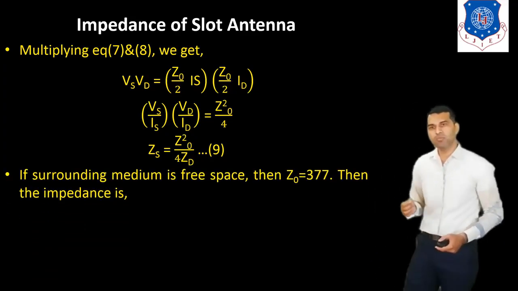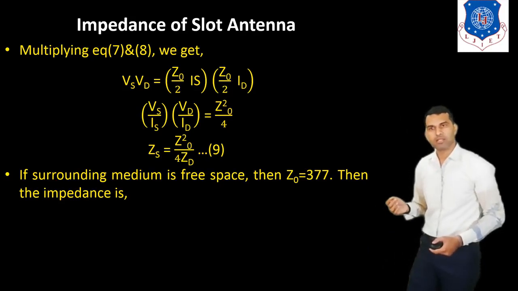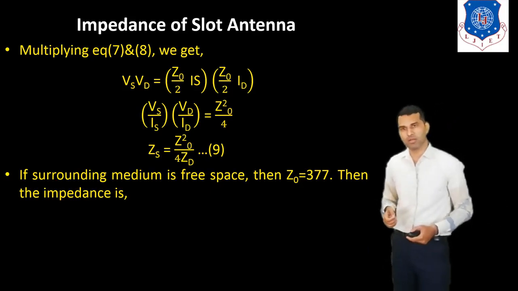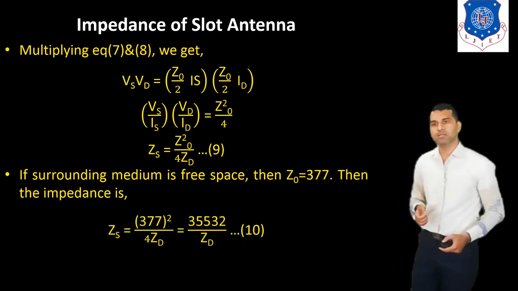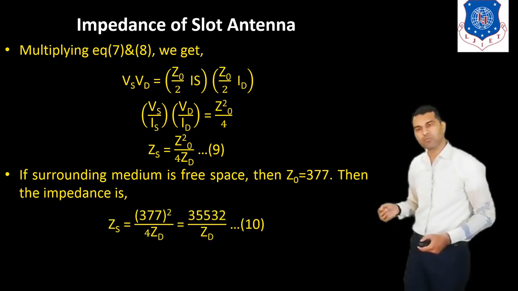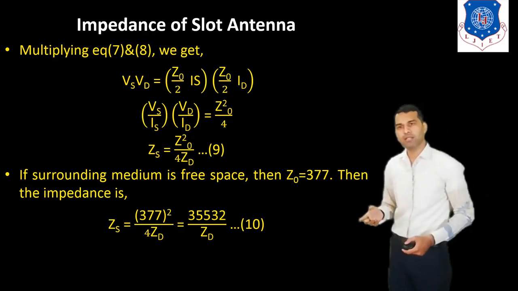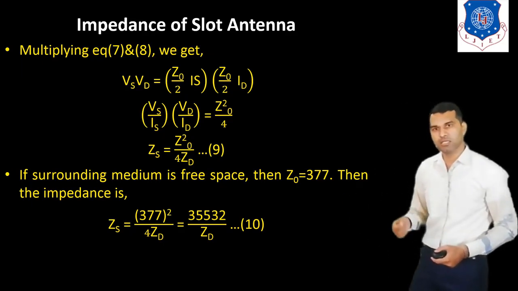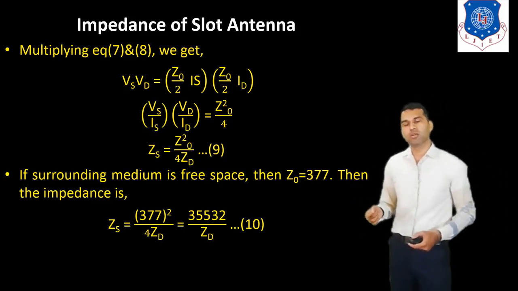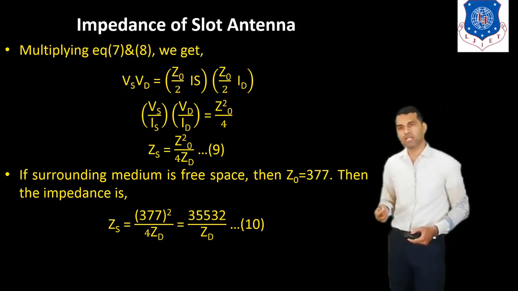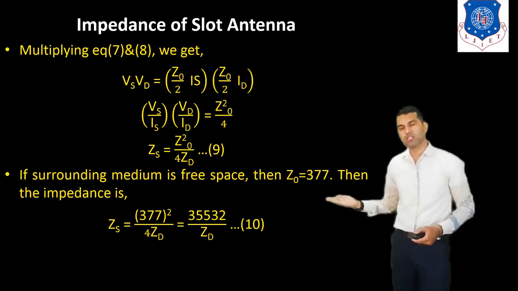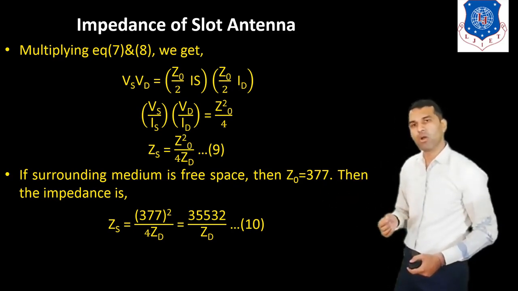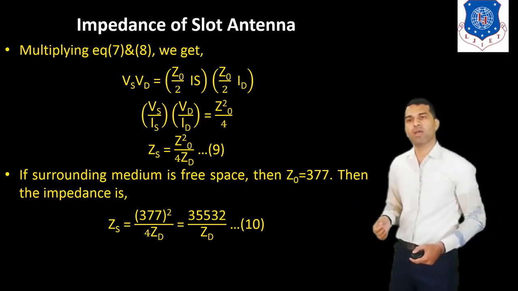If the surrounding medium is free space, then we know that the impedance of free space is nothing but 377. Then the impedance we can write as Zs equals 377 square upon 4Zd. That means instead of Z0, we have put the value of Z0, which is 377. So when we solve this, we get Zs equals 35532 upon Zd. So this is the value of Zs.